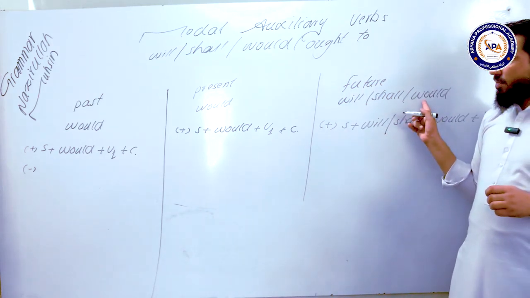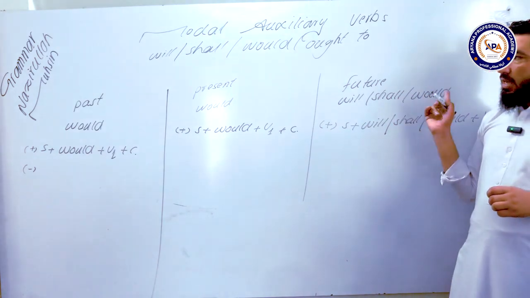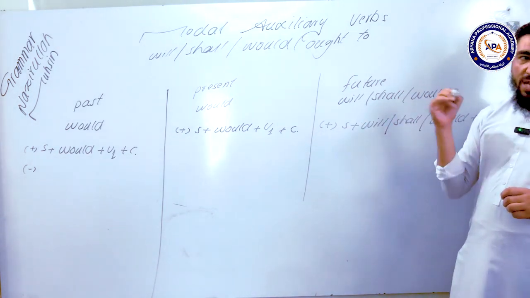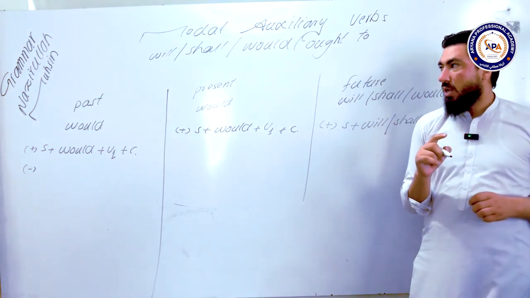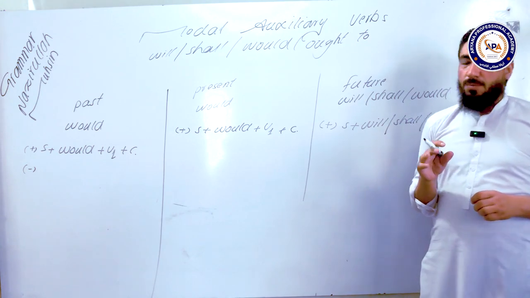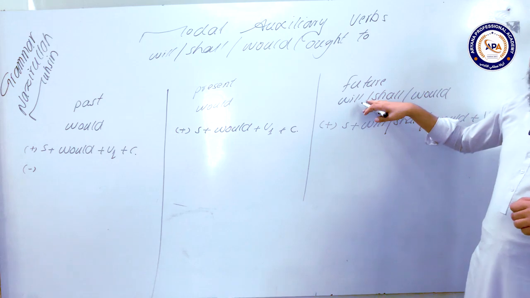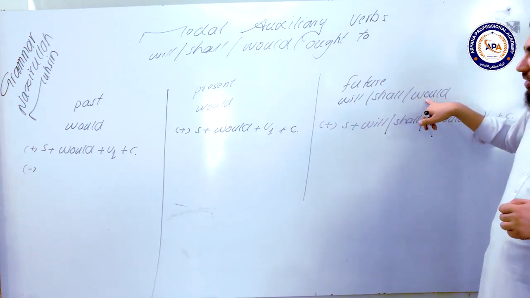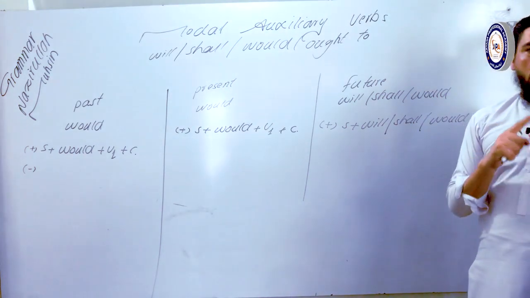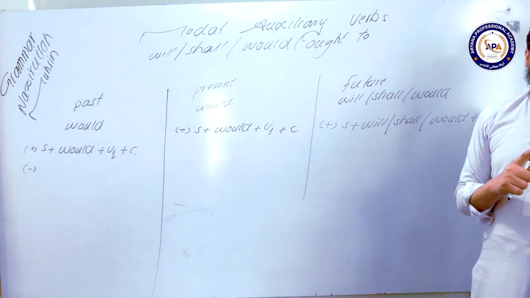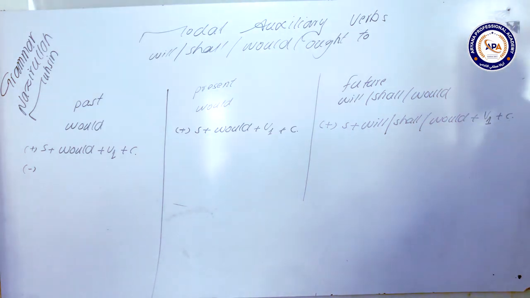Would is the past form, the second form of will and shall. It means we can use it in past, present, and future, the same as might and could. When I told you that the second form of modal auxiliary verbs are used in all the tenses, past, present, and also in the future. So we can use would in the past, present, and future. Also might in the past, present, and future. And could in the past, present, and future. Because these are the second forms of modals, not the first.